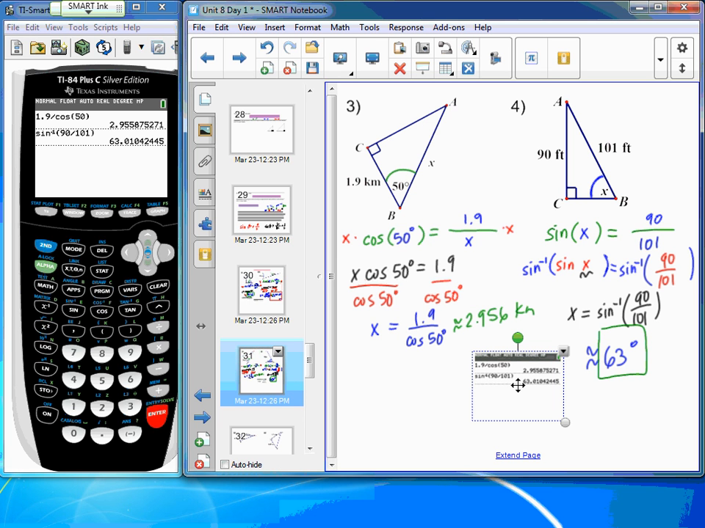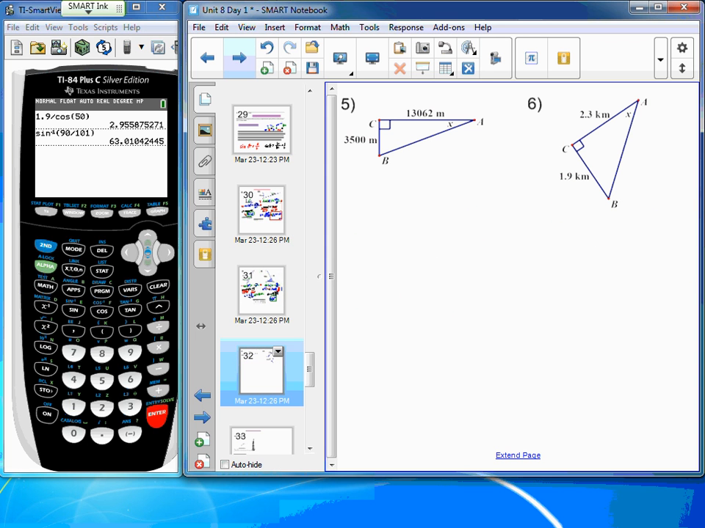That's pretty sweet. So what's different about finding an unknown angle? I get to use the inverse trig buttons instead of the straight up trig buttons, sine, cosine, tangent. I do second sine to get inverse sine, second tangent to get inverse tangent. If I'm trying to find a missing angle, I get to use the inverse trig function.